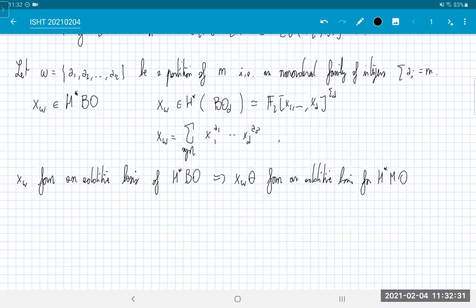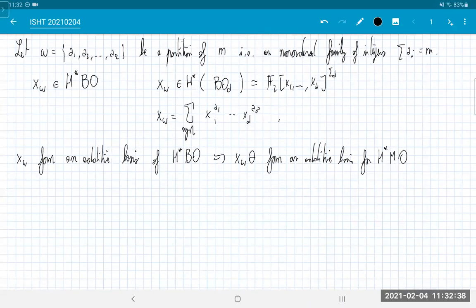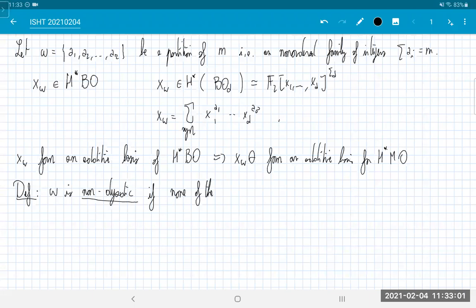Now, okay, there is a super complicated combinatorial argument here that I think I'm just going to sketch. But the point, let me say that omega is non-dyadic if none of the AI is of the form 2 to the m minus 1. Okay, I have a partition in elements that are not a power of 2 minus 1.